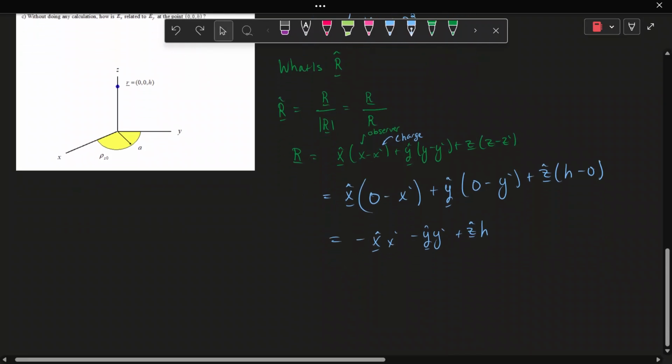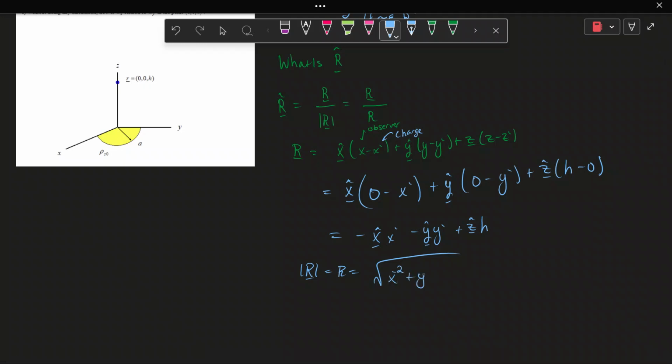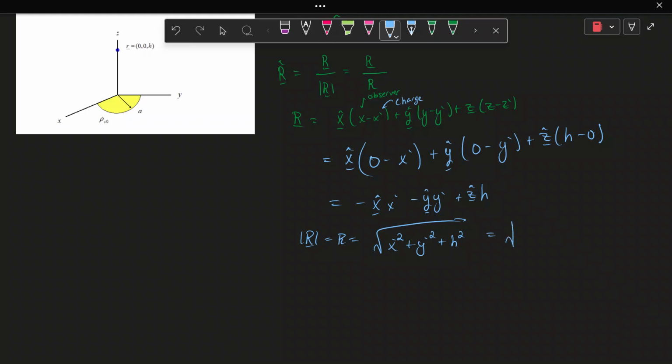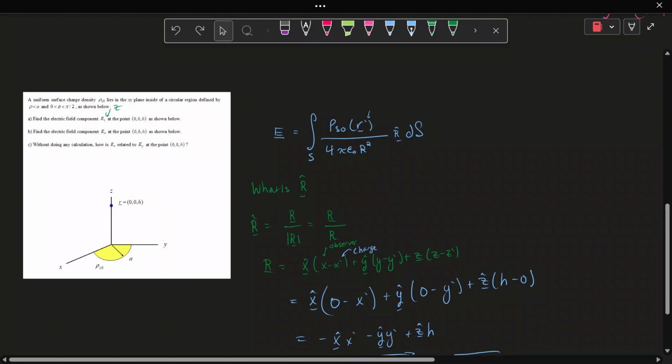Anyways, now we need to find the magnitude. This is going to be equal to the square root of x prime squared, plus y prime squared, plus h squared. Now we also know x prime squared plus y prime squared is the radius of our circle, which we can say is equal to rho prime squared plus h squared. Perfect. Sometimes you can say this is a. In this case, it's actually easier to say rho prime, because why?